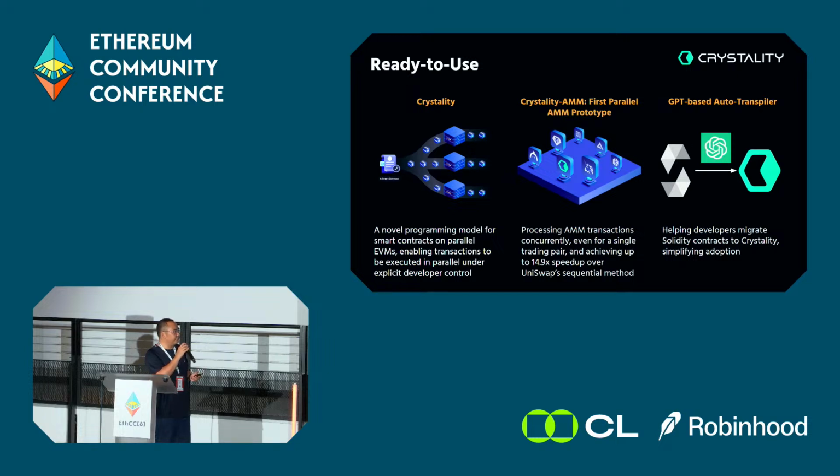The second part is Crystality AMM. It is the first parallel AMM prototype. This prototype can process AMM swap transactions concurrently, even for a single trading pair. In our preliminary results, we found our method can achieve more than 10 times speedup over the sequential execution method. The third part is GPT-based auto transpilers. This transpiler can help developers migrate Solidity contracts to Crystality, simplifying adoption.